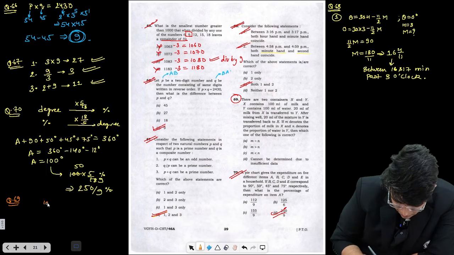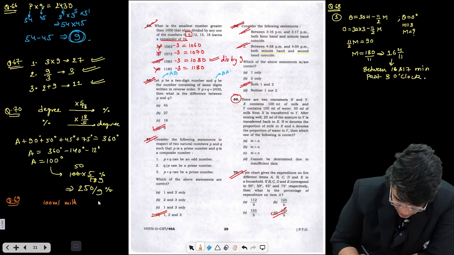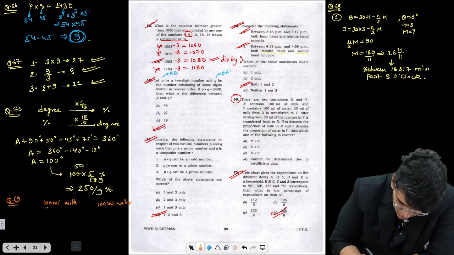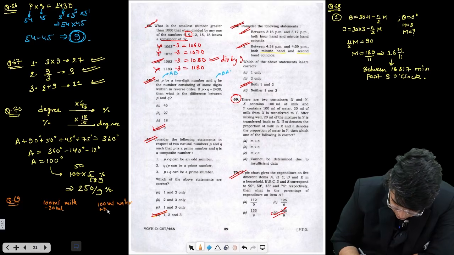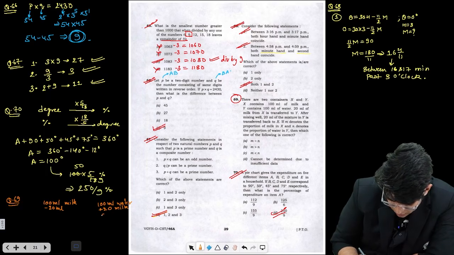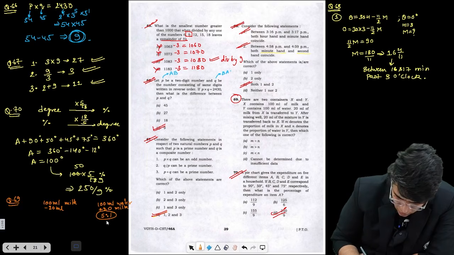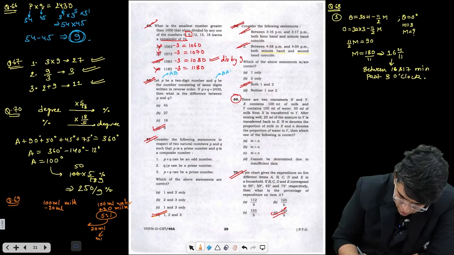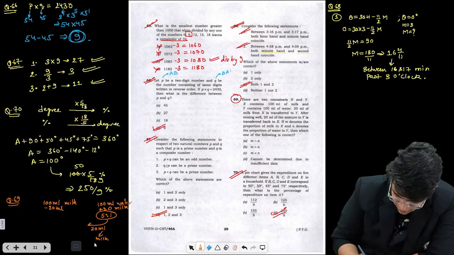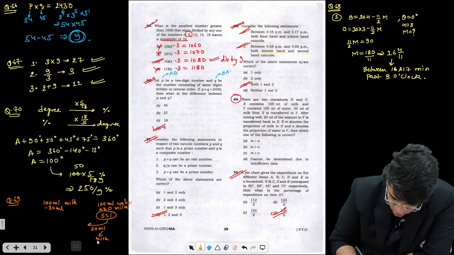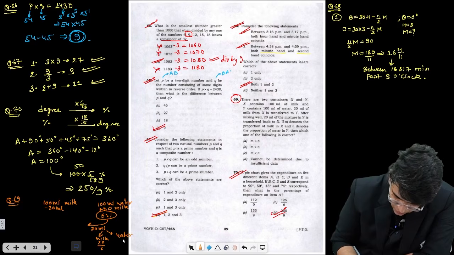Okay, 100 ml milk in the first container, and in the second 100 ml water. What they have done is they have transferred 20 ml from here to here. Now in this case, the ratio of water to milk is 5:1. Now when you remove 20 ml again from here, it will contain both milk and water. Milk will be 1/6 into 20, which is 20/6, and water will be 100/6.